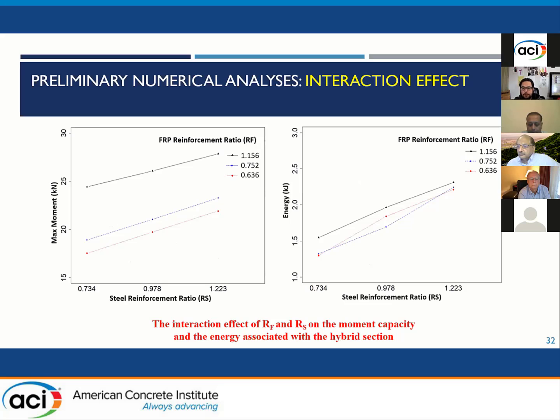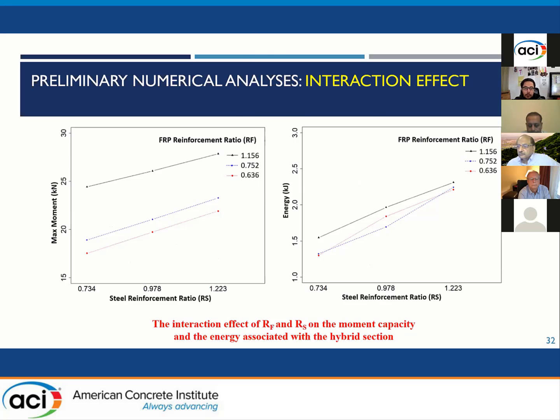So the interaction effect revealed that the steel reinforcement ratio is directly proportional to the moment capacity and the energy dissipation of the section. And the GFRP reinforcement ratio also influenced the maximum moment of the section because of its higher ultimate strength capacity compared to steel.